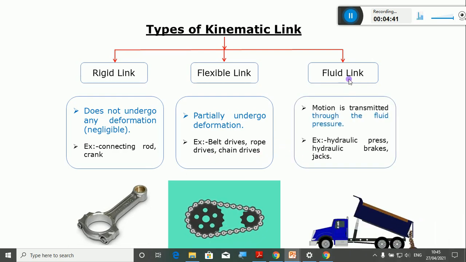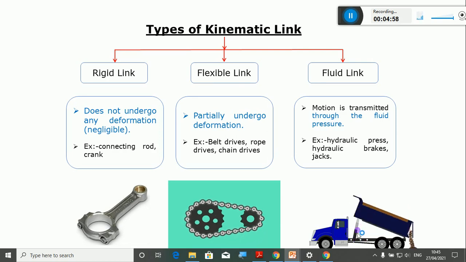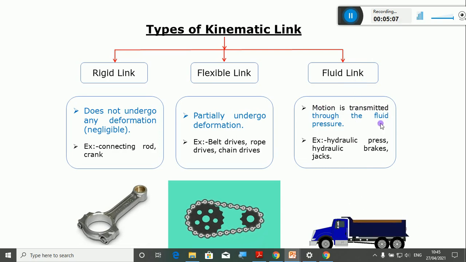The last one is a fluid link. I considered the example of a dump truck, in which there is a telescopic cylinder used to unload the sand or any components present in the dump truck. It extends and retracts with the help of high pressure hydraulic oil. So I can call that hydraulic oil a link, in this case a fluid link. It means the motion is transmitted with the help of a high pressure fluid. Examples are hydraulic press, hydraulic brakes, jacks. So this comes under a fluid link.